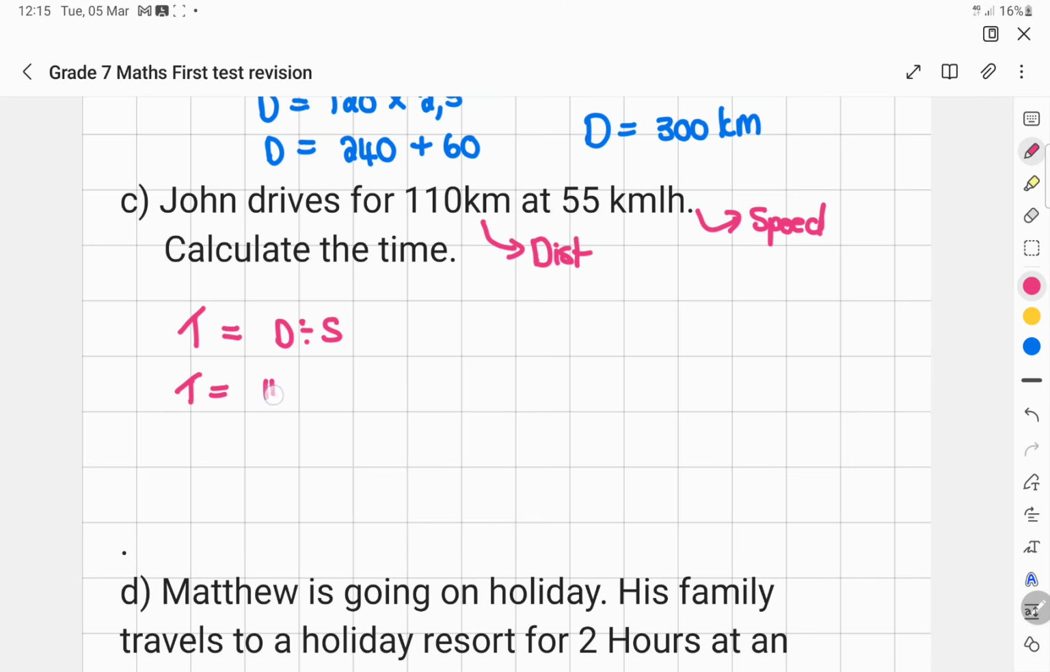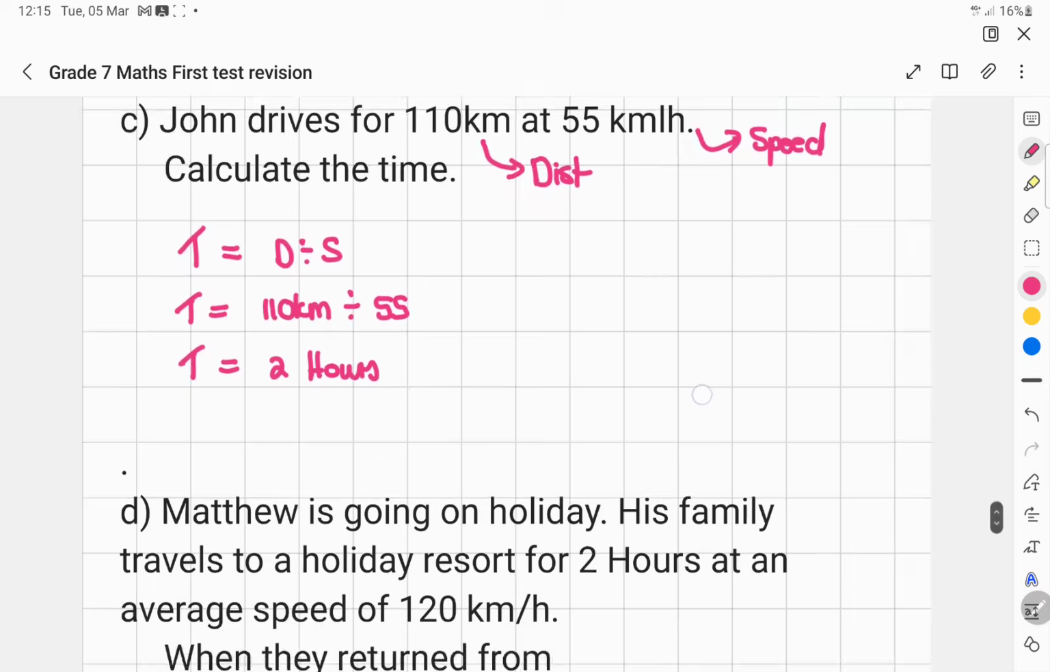The distance is 110 divided by the speed. So the time, it goes in nicely there 2 times. So 2 hours.